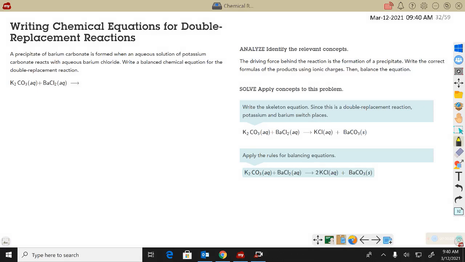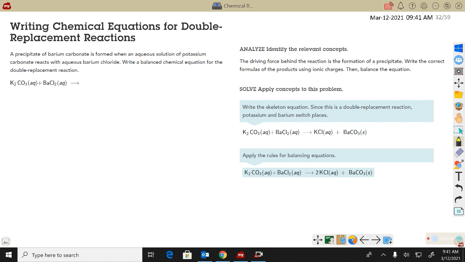Here's some practice writing double replacement reactions. There's a description here that says a precipitate of barium carbonate is formed when an aqueous solution of potassium carbonate reacts with aqueous barium chloride. And then we want to write the balanced equation. So they're giving me the reactants. I've got the aqueous solution of potassium carbonate and barium chloride.